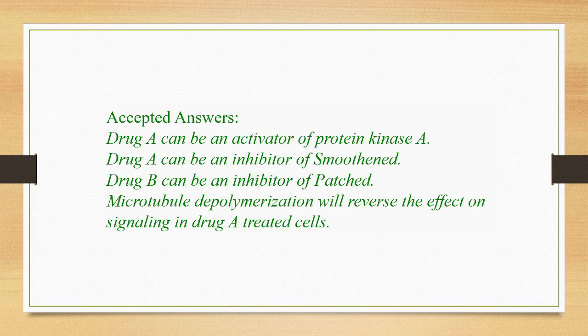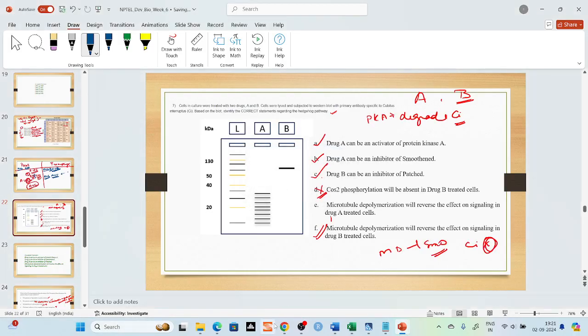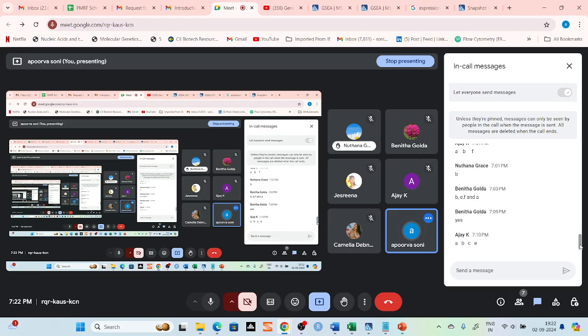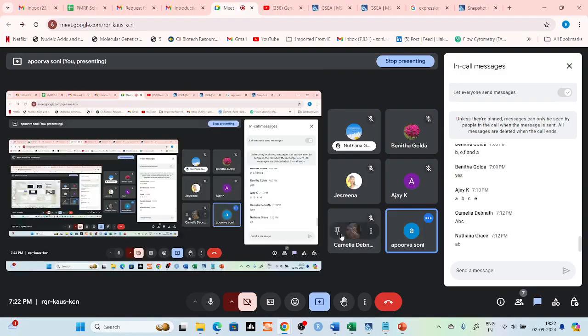Microtubule depolymerization will reverse the effect of signaling in drug A treated cells. Here they are saying it is A, B, C, and E. It's not F. So can anybody tell me if I am missing any concept here? What have you all answered? A, B, C, and E. So, Ajay, can you tell me if I'm missing any concept? Did I say the opposite thing?